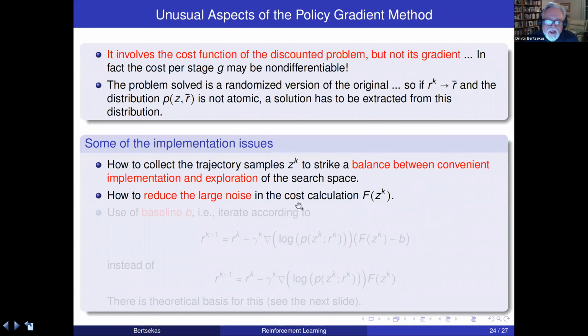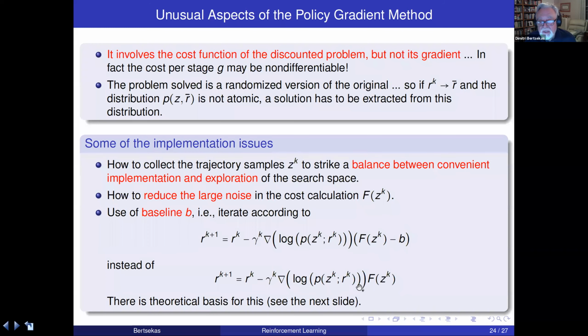Then you recall that the cost calculation in the context of discounted dynamic programming involves the cost function of the problem. Z_k is a trajectory, a state-control trajectory, and this is random. So there's a lot of noise in the calculation of this sample. And then this noise enters into this formula. So this is a very, very noisy calculation.